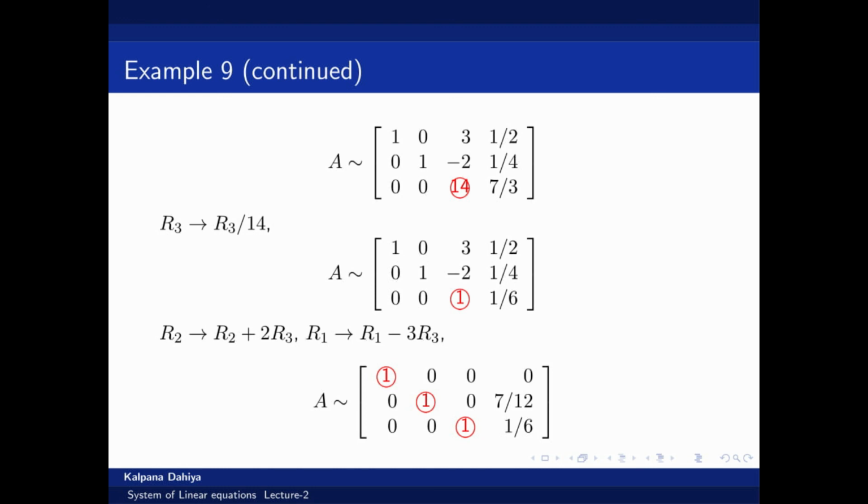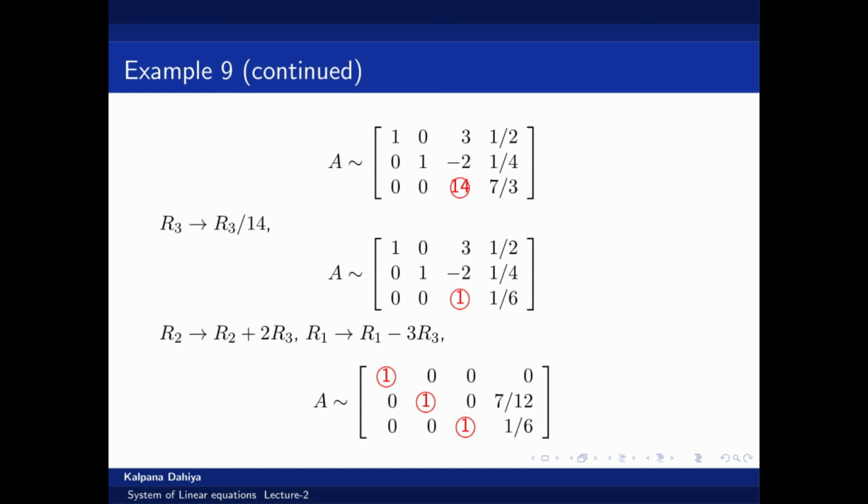So I have the next matrix. The first two rows are as they are, and now the third row is [0, 0, 1 | 1/6]. Now if you see the third column, except the pivot element 1 here, we have two other non-zero entries, 3 and -2. Now we apply suitable elementary operations and reduce these entries to 0.